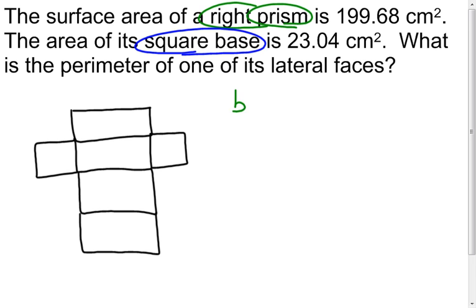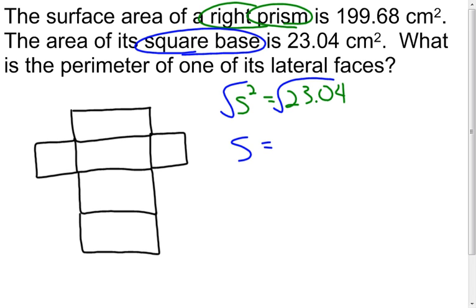Actually, I'm going to go with side squared. By squaring the side of a square, I get its area, 23.04. So what I'm going to do then is take the square root of that to figure out the length of one of the sides. I end up with a side length of 4.8 for my square.